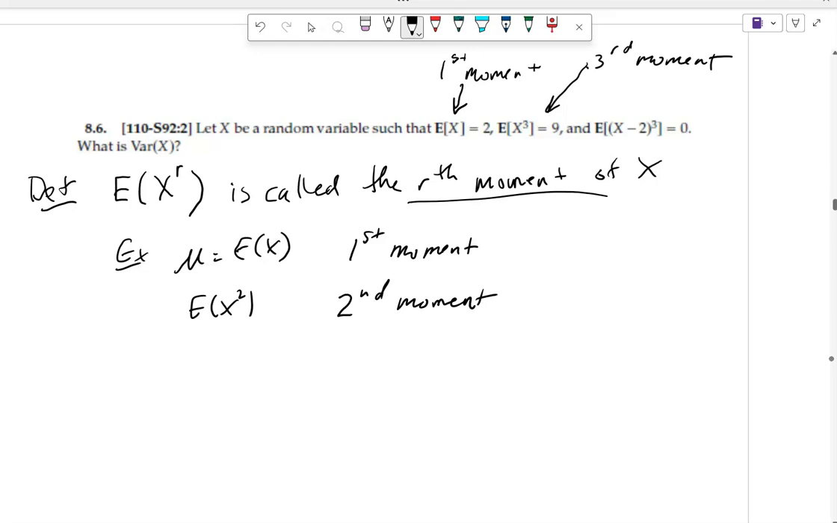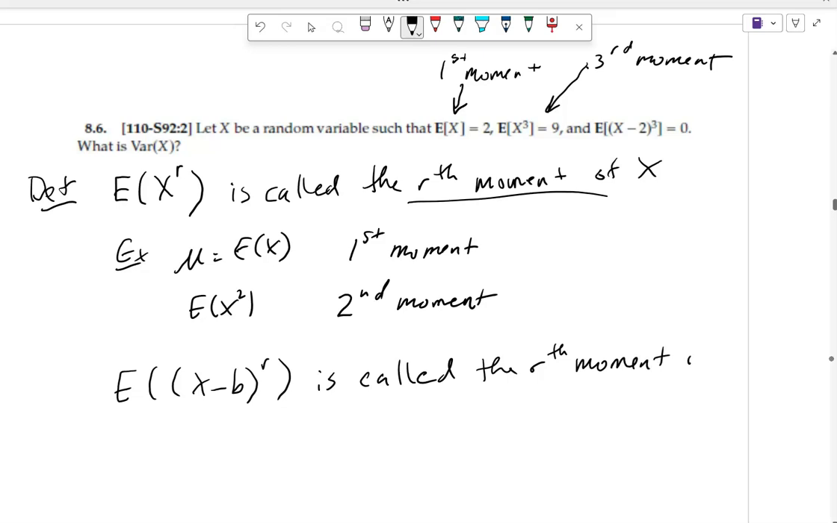Notice this other one is also a moment, if you will, because I'm doing expected value of x cubed again, but I'm subtracting a number. If you do expected value of x minus some constant to a power, then that's still called the rth moment of x, but it's about a constant, about b.